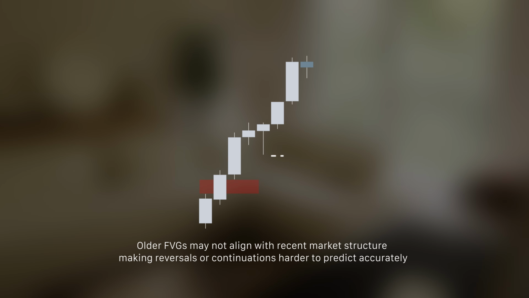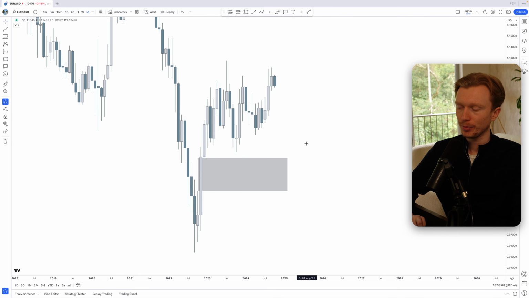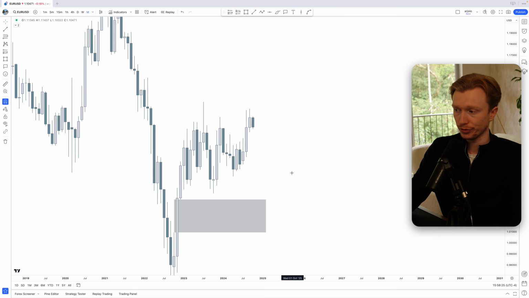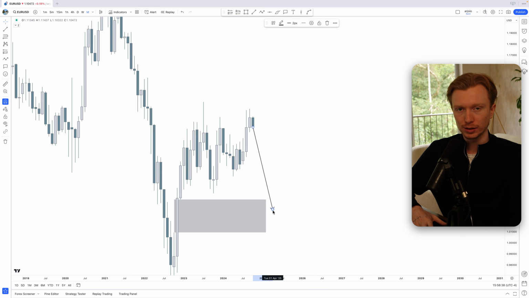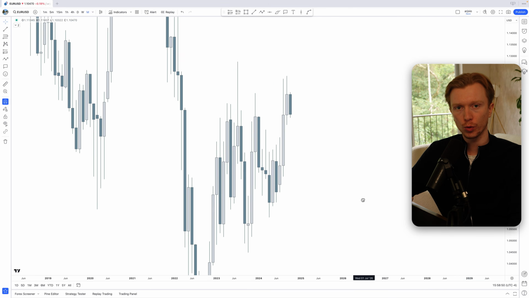Old fair value gaps are fair value gaps that are not in the recent lag. In this case, we have a fair value gap sitting all the way below price action. This fair value gap is not part of the recent order flow lag, because the recent order flow lag is this right here. These old fair value gaps can potentially be used as a target. For example, if we start disrespecting the order flow here and we want to continue lower, we can target this fair value gap. But these old fair value gaps do not tell us the overall direction of price, because the direction is told by the most recent order flow lags.